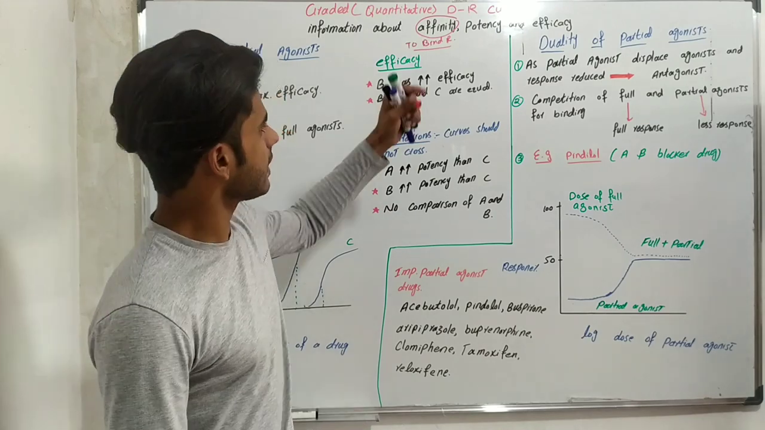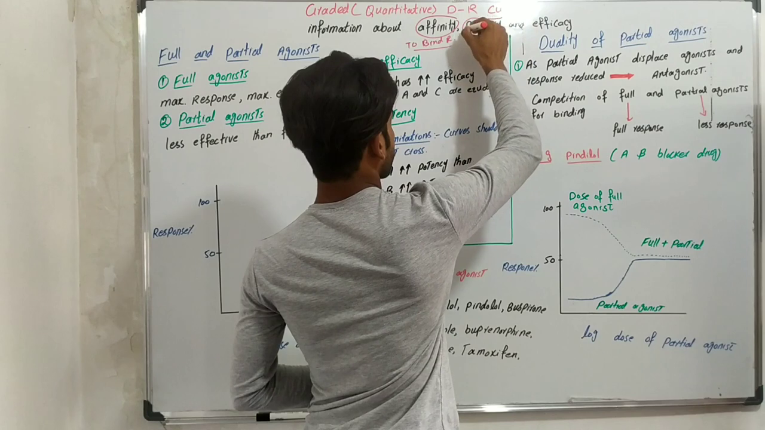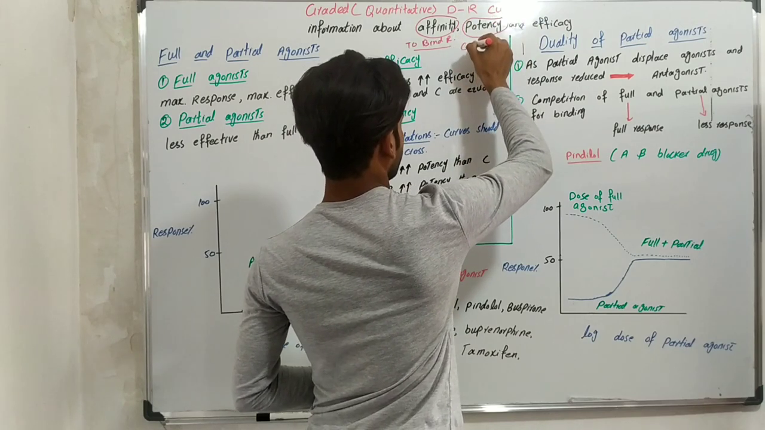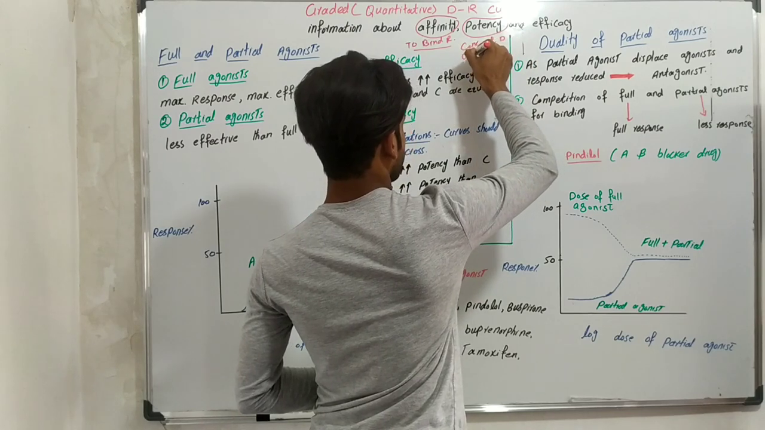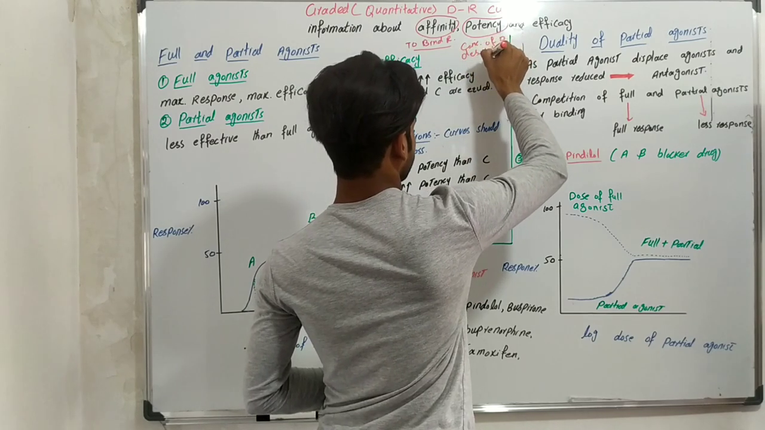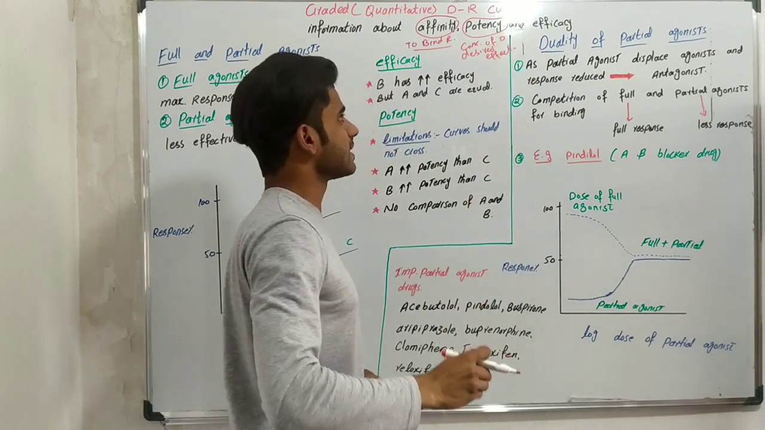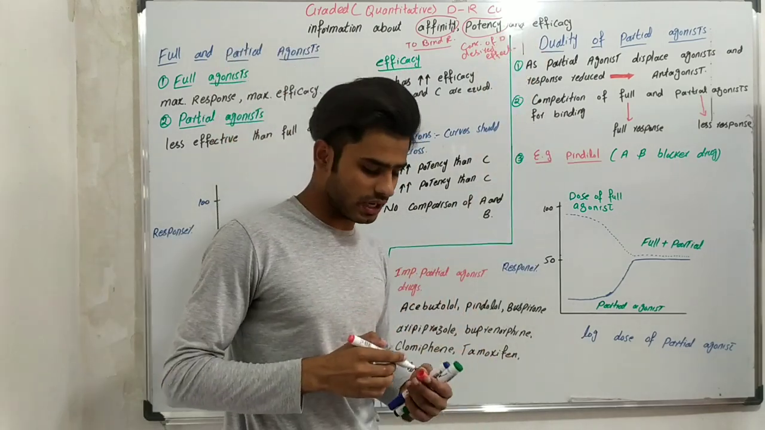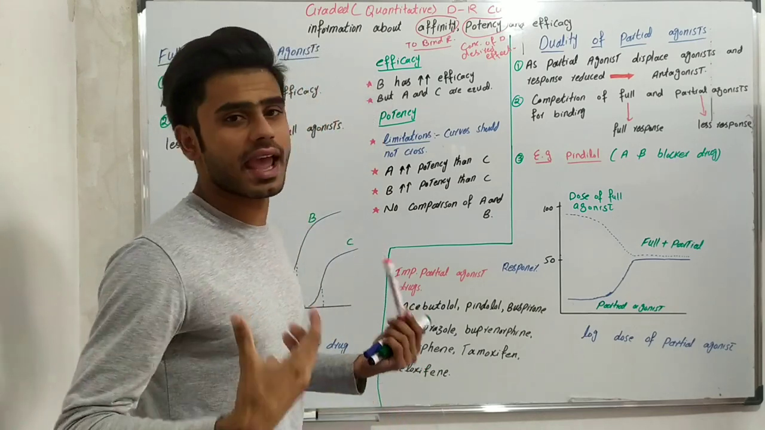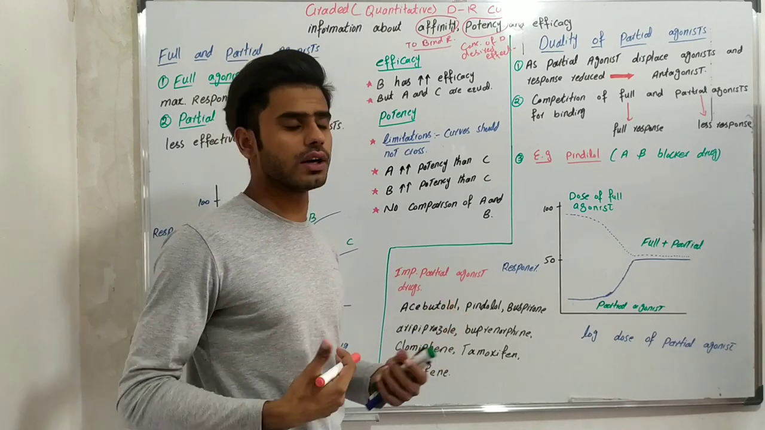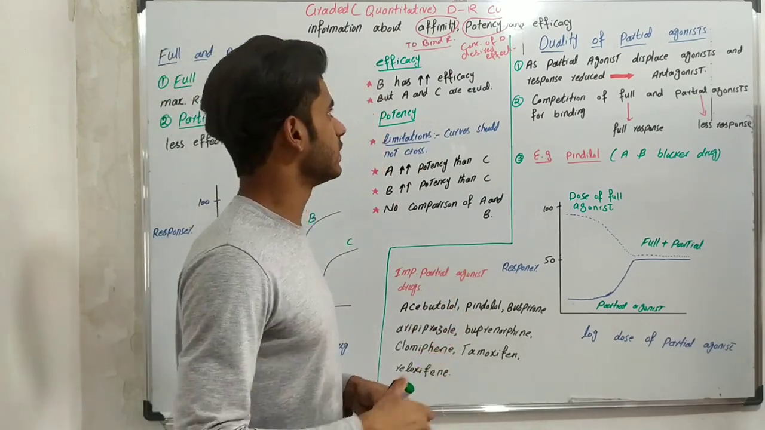Okay. And next is the potency. What is the potency? Potency is the concentration or measurement of the drug that gives us our desired effect. The action we want, that action is given by how much amount of a drug. That is called the potency of a drug.